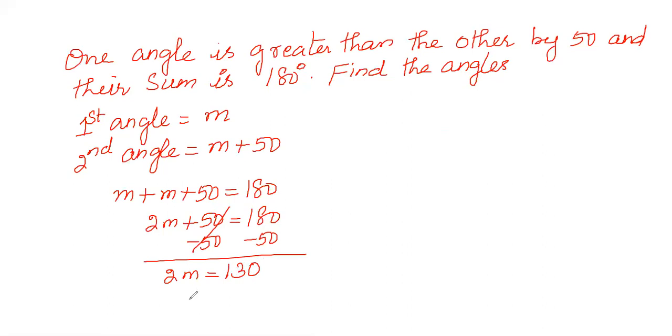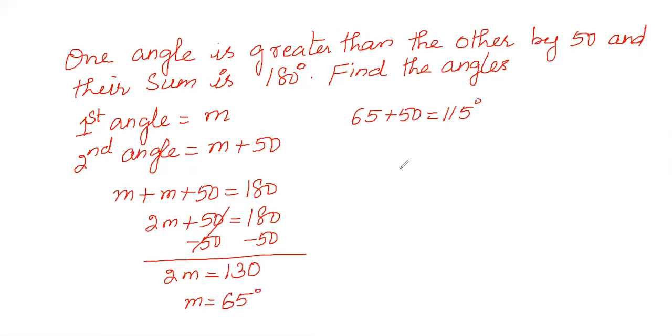So divide by 2 on both sides. So you get m is equal to 65. So you got one angle as 65. So what is the second angle? It's 65 plus 50, right? That is equal to 115 degrees. Both should be in degrees.